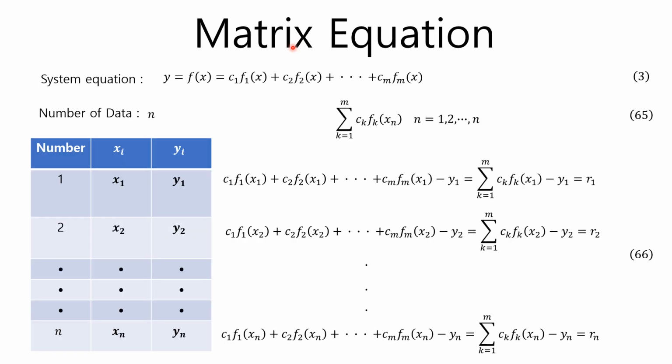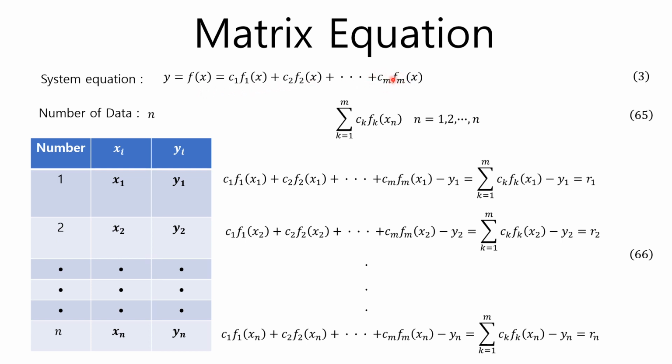This time, we will express the curve-fitting calculation formula using the least squares regression for a general linear system function in matrix form. The general system equations in linear form can be expressed as equation 3, which was previously described. Equation 3 has m coefficient values, which is the number of unknowns we will calculate.